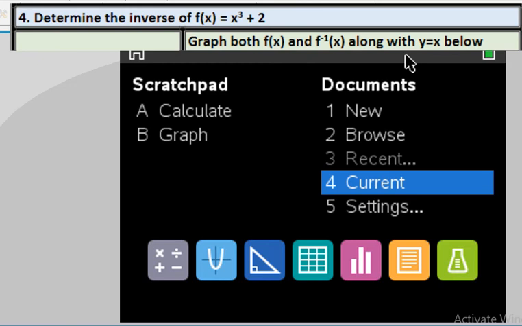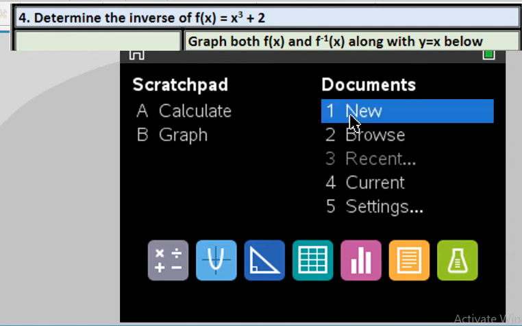So for question number 4, determine the inverse of f of x equals x cubed plus 2. Graph both f of x and f inverse x along with y equals x below. So the first thing we want to do is go to our graphing calculator and graph these functions.